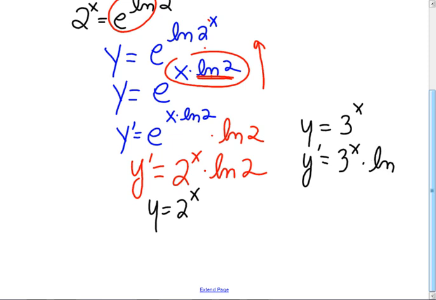ln of 3. So when I do y equals e to the x, because I like this to be consistent, y prime is equal to e to the x times the natural log of e. What's the natural log of e? 1.